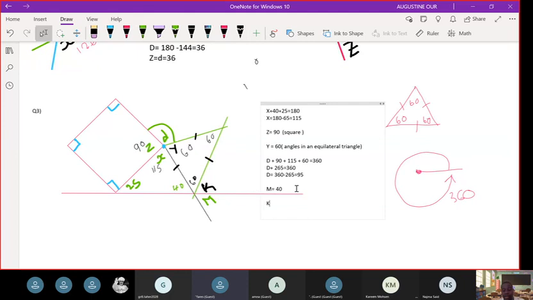You can see we are learning a lot of things. K plus 60 plus 40 is equal to 180. If you do your maths very well, K will be equal to 80. Because 60 plus 40 is 100, we take 100 to the other side. Let me do it because some people will not see.